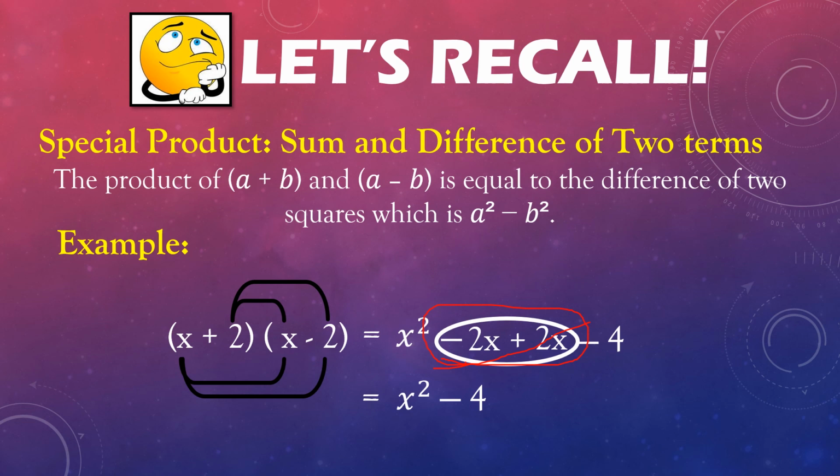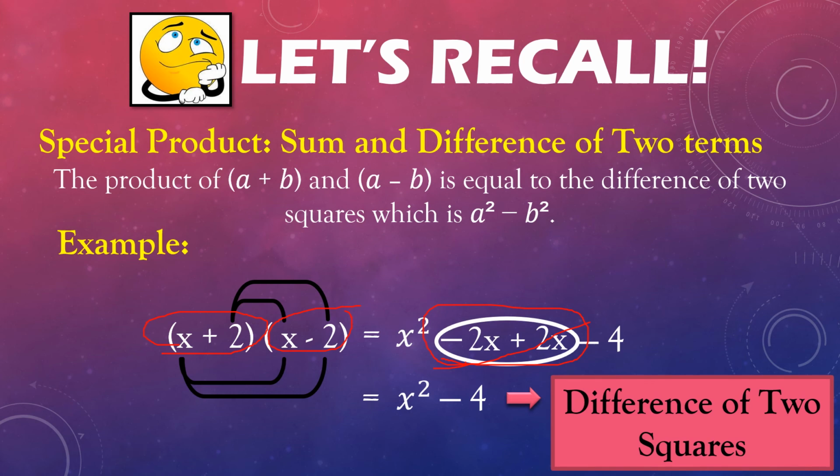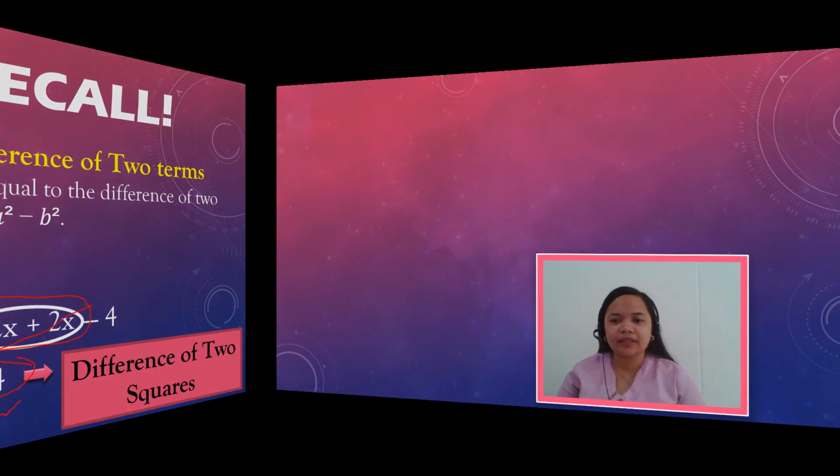As you can see, the product of the sum and the difference of two terms is equal to the difference of two squares. This is a perfect square, and this is another perfect square. So we have recalled perfect squares and the concept of the sum and difference of two terms. Now, we are ready with our lesson.